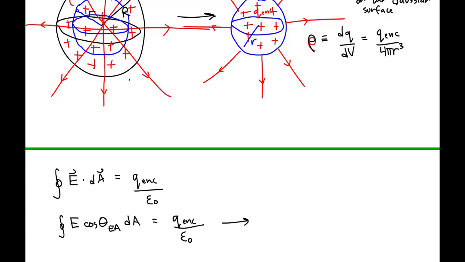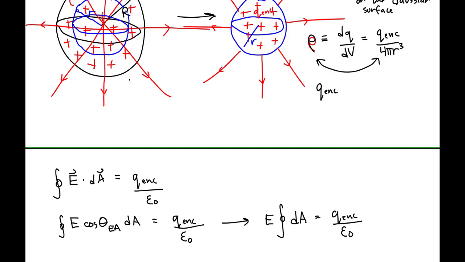Since the electric field is constant at every point on the surface of this Gaussian sphere, it is then constant with respect to the area differential. So I could pull that outside of the integral. So then we have the integral of the area differential of the sphere, and that is equal to the amount of charge enclosed over epsilon naught. Well, from this relationship between the density of the charge distribution and charge enclosed, we could say that the amount of charge enclosed is equal to 4 pi r cubed rho. Let's use that expression.